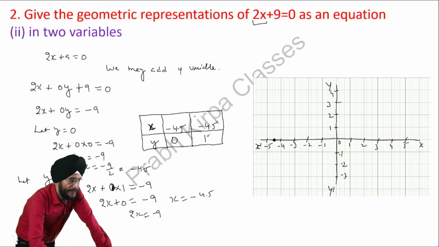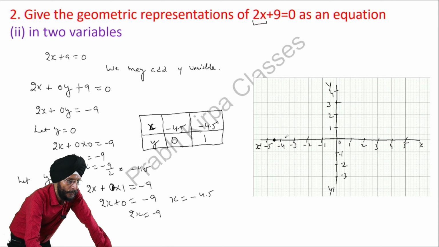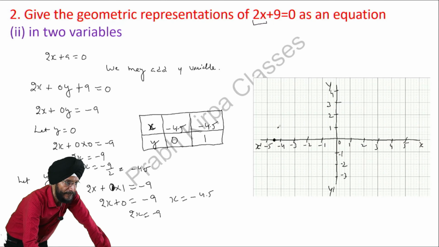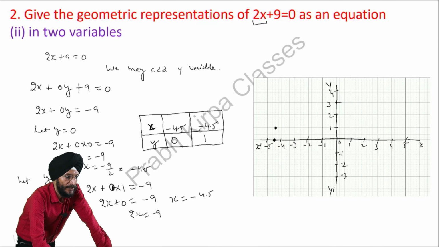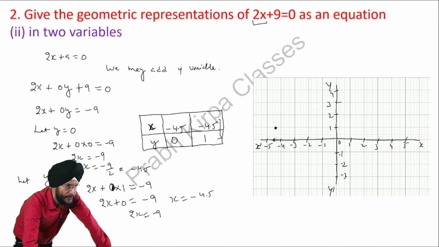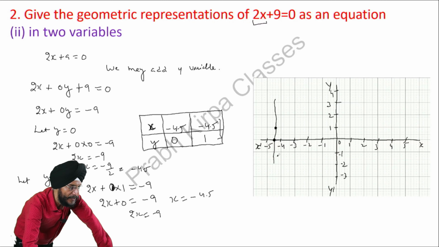Then the next is, the value of y is 1 and x is minus 4.5. X is minus 4.5, the value of y is 1. So here it is somewhere here the point comes. That is where x and y fulfill this situation. X is minus 4.5 and y is 1. So here we will join these 2 points and it will be just like this, a straight line.